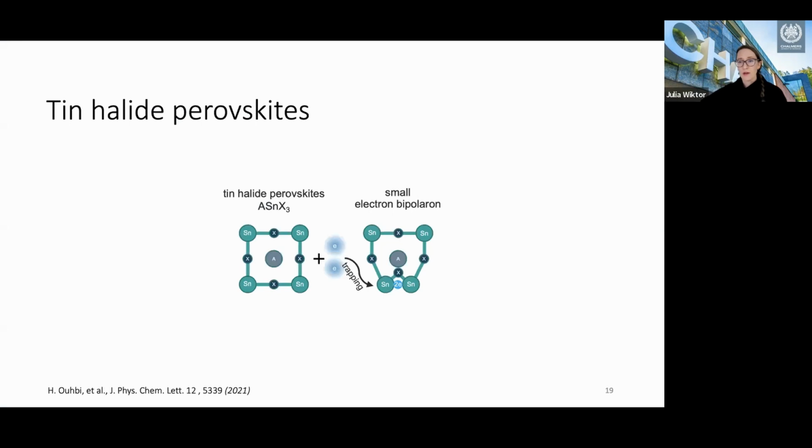And this is what we found. We found electron polarons to be more stable now. And especially we found them to be stable when we have two electrons coming together, so when we have electron bipolarons. And what happens in many tin halide perovskites is that we start with this structure, we have two electrons and they form a bond between tin atoms and they push away one halogen atom.